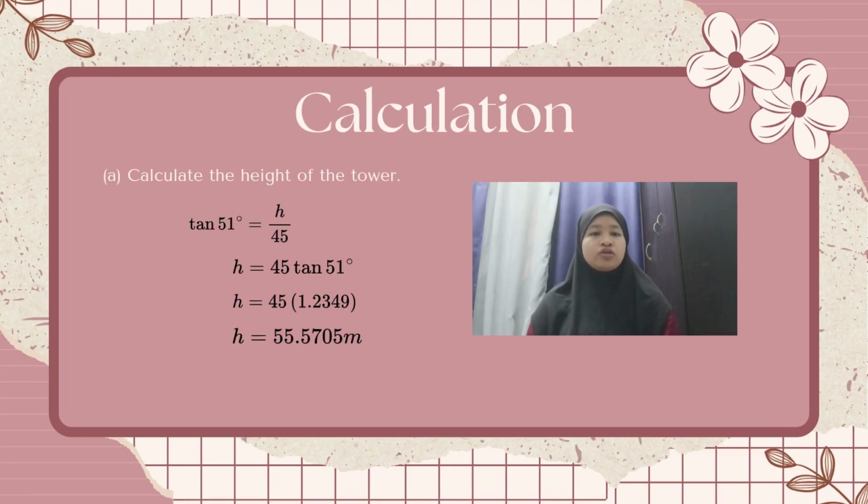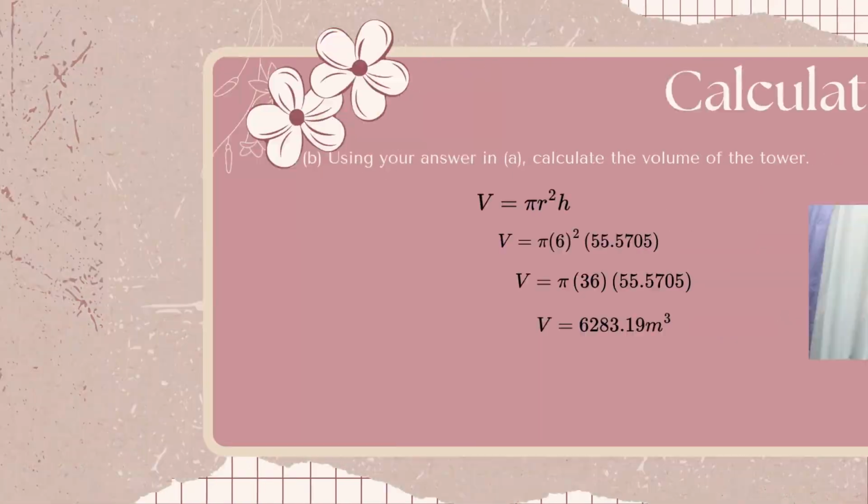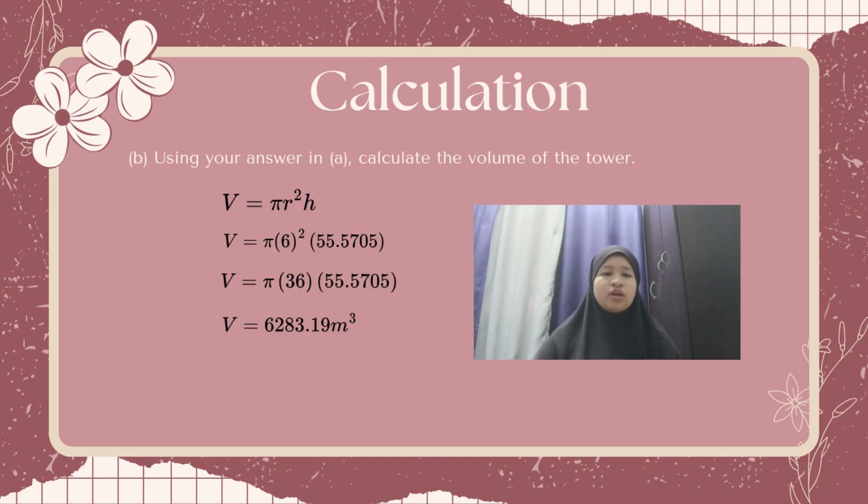For question A, we need to find the height of the tower. To find the height, we use trigonometry, specifically the tangent ratio. Tangent theta equals opposite over adjacent. So tangent 51 degrees equals height over 45. So height equals 45 times tangent 51 degrees. Tangent 51 degrees is 1.2349. So height equals 45 times 1.2349. So the answer for height is 55.5705 meters.